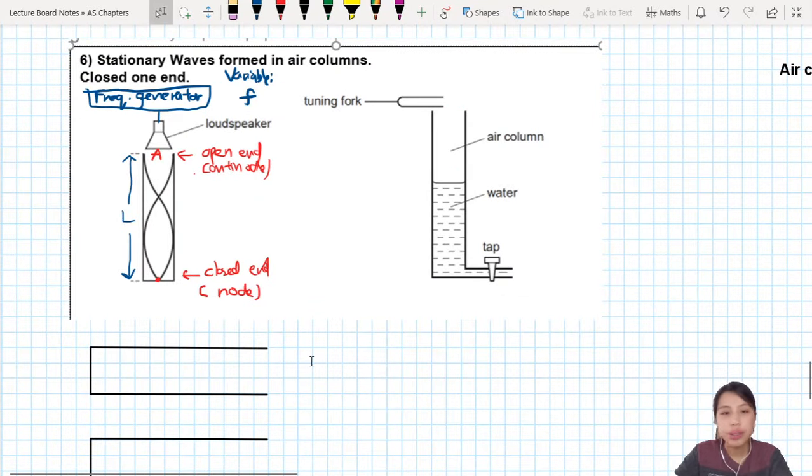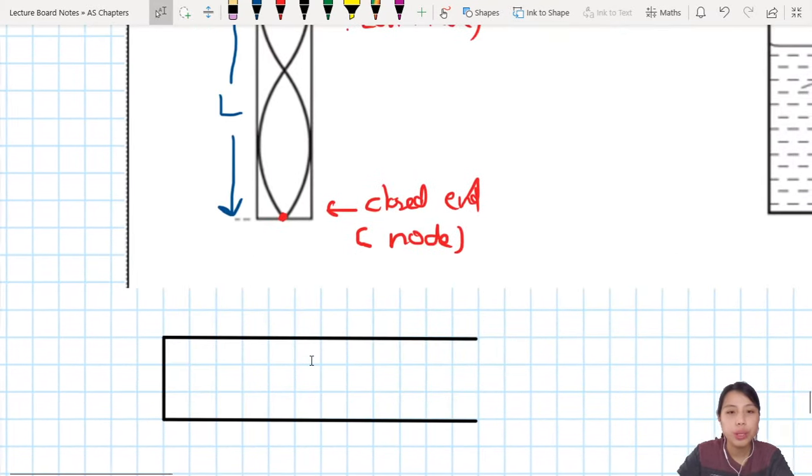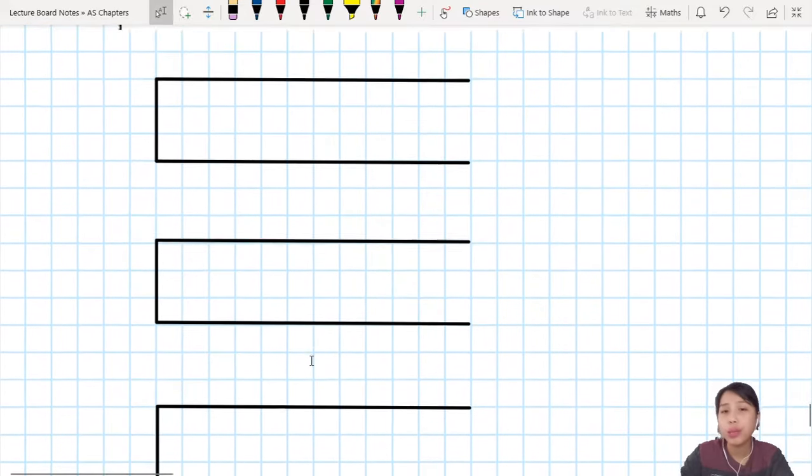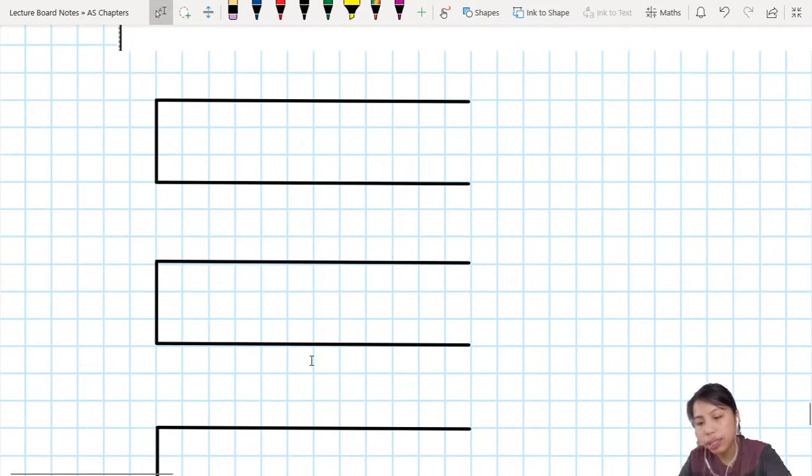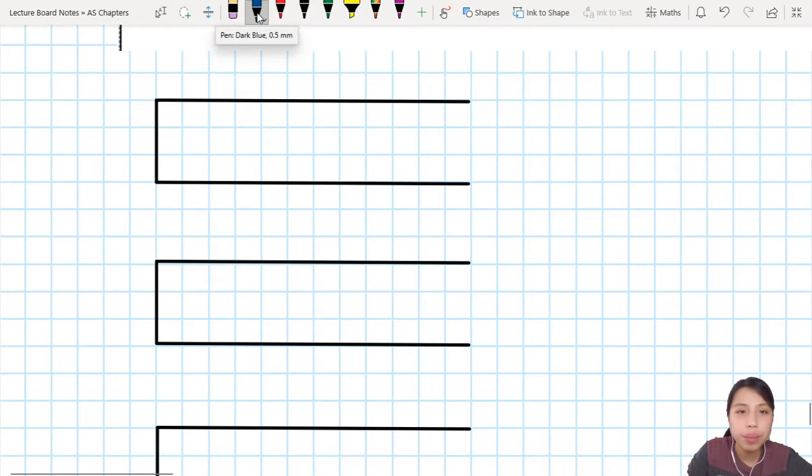Back to this. Okay, now we're going to do our good old exercise, very similar to strings. So try to keep up. If you can't, never mind. If you can't draw in time, then you can look back at the notes to refer.